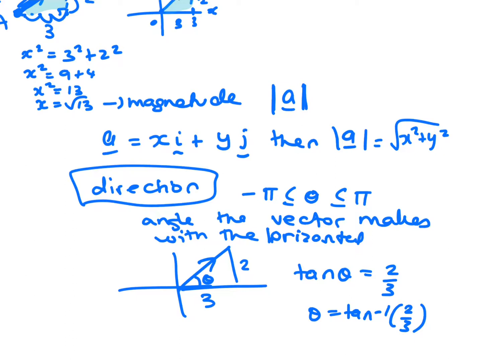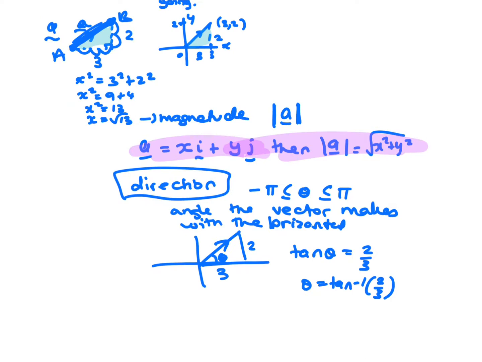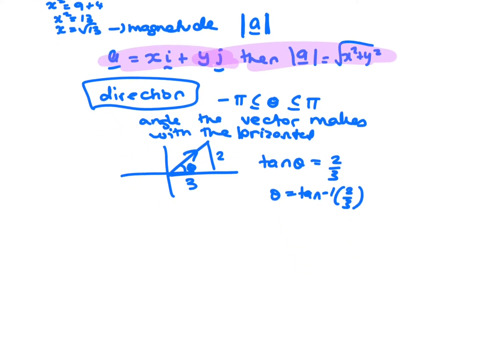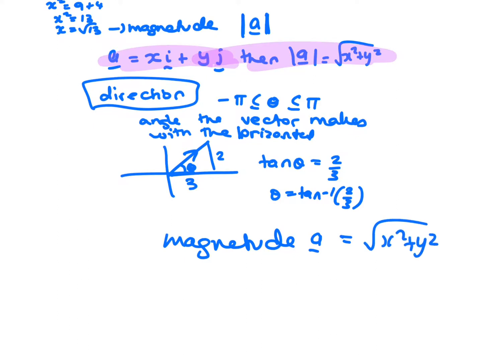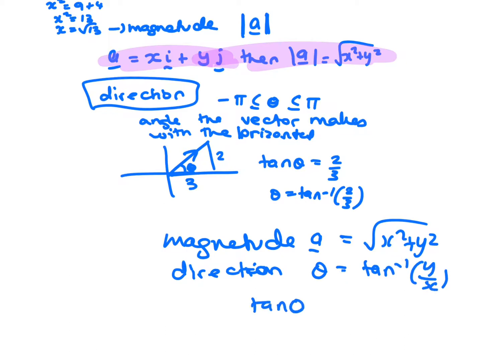As a general rule, the magnitude of A will equal the square root of x squared plus y squared, but the direction is just theta. That'll be theta equals tan to the minus 1 of y on x. Do you notice when tan theta equals y on x, tan of that angle is actually the gradient, because the y on the x is like the rise on the run.